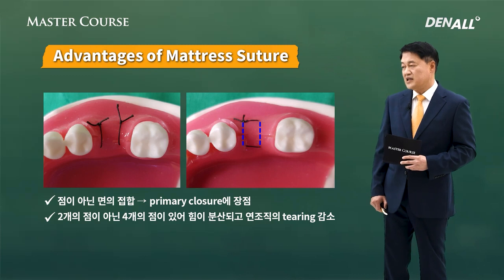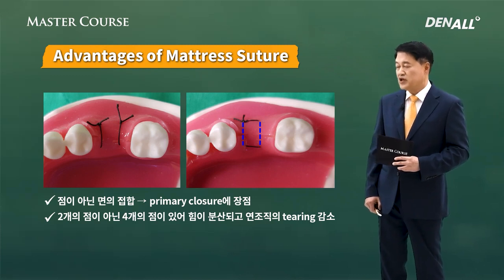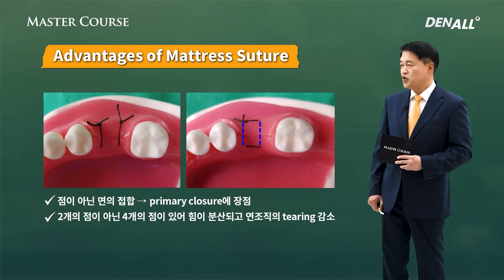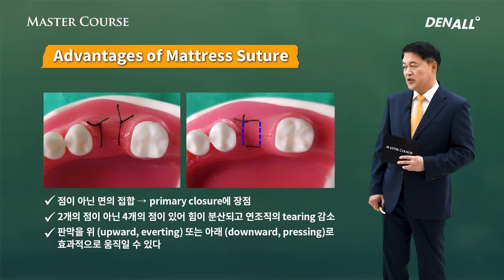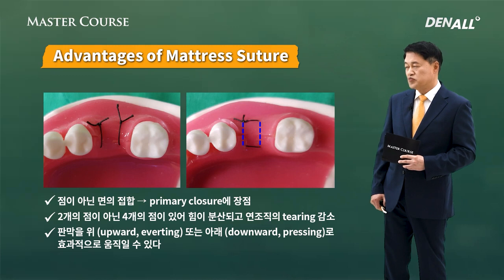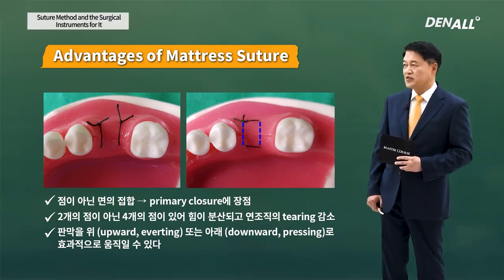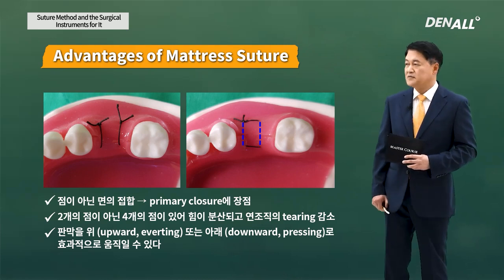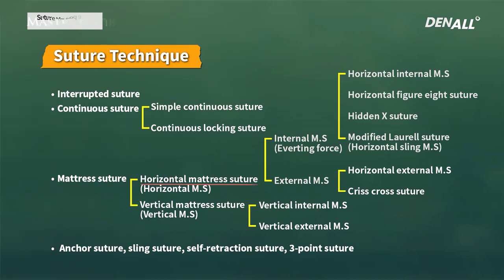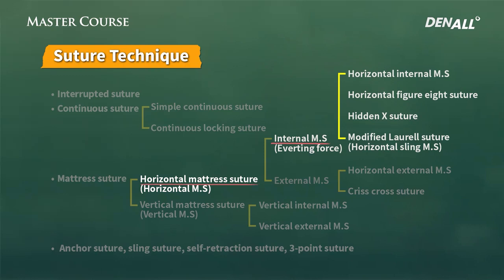And not two dots, but as there are four dots, the strength is distributed and it could reduce tearing of soft tissue. And the membrane is upward everted or downward pressed. Hence, you can move the membrane to the direction that you want. So the mattress suture is something that you need to learn. In terms of horizontal mattress suture, I'm going to first talk about internal mattress suture, and today horizontal internal mattress suture, the hidden X suture and modified Laurell suture is what I'm going to cover.